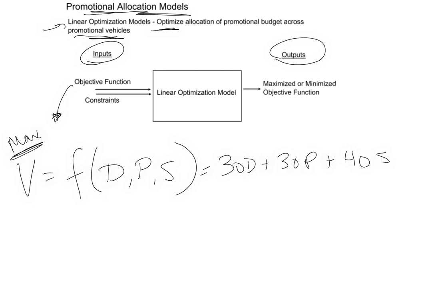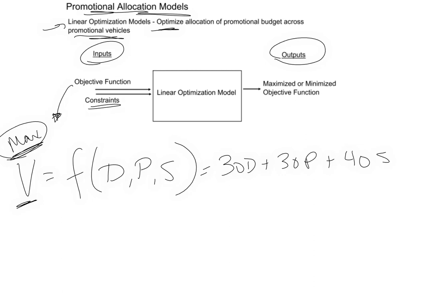This is a function. It depends on my independent variables, D, P, and S, the amount of promotional activity. That's something that the firm can choose. That's a choice that they can make. We refer to those things as choice variables, right? And those choices determine the level of viewers, and in this case, we're trying to maximize the number of viewers, right?